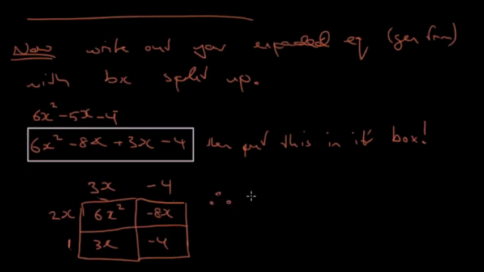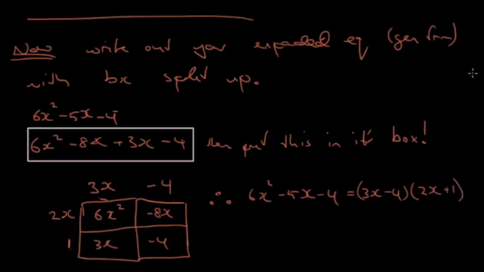Therefore, 6x squared minus 5x minus 4 equals, it doesn't matter which order we do them in, but we can go 3x minus 4, 2x plus 1.